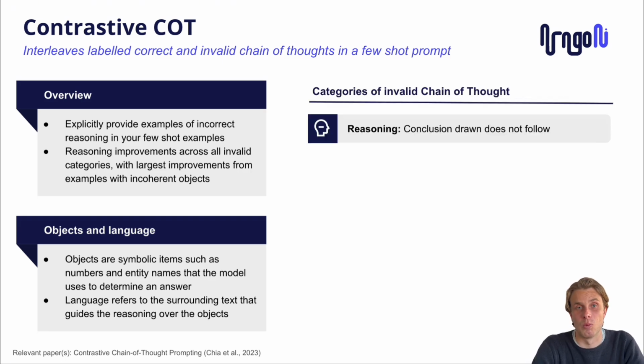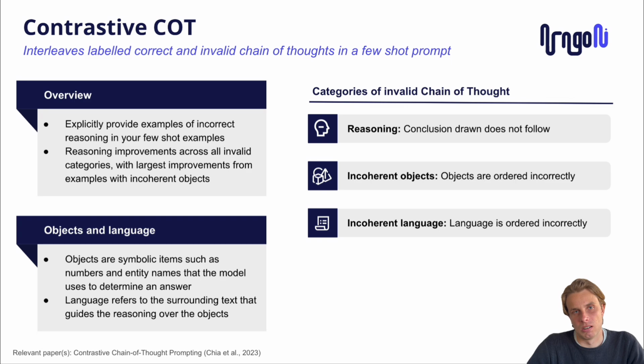So now we can talk about what are actually some types of invalid chains of thoughts that you might want to provide as examples. Firstly, we have the reasoning case. This is the most obvious and basic. This is where the conclusion that has been drawn, the answer, doesn't actually follow based on the rationale that is outlined in the chain. We then have the idea of incoherence, and this is the case when either the objects or the language has not been ordered correctly in the steps of rationale. So this could be, for example, inferring A has happened, but for A to have happened, we need to have had B already happening. So the ordering of A and B there is incorrect.